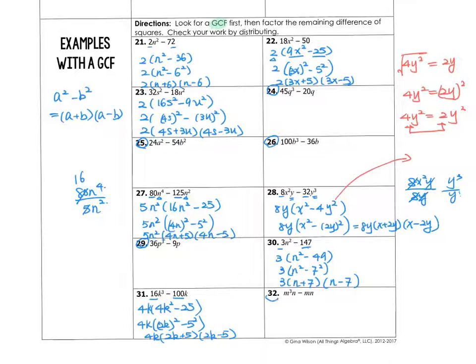Okay, I'm going to leave 32 with you to complete as well. It's not too hard, it's tedious. Take it one step at a time, and then we'll go from there.